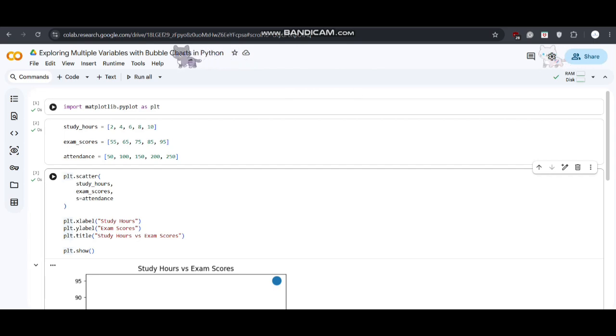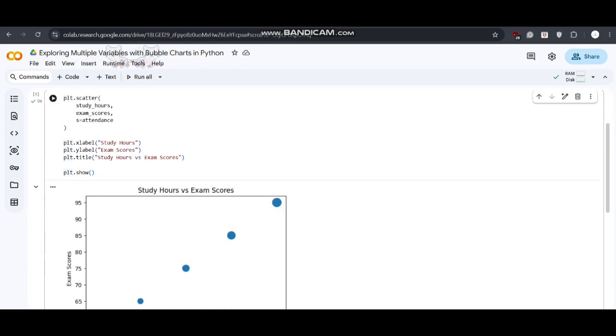So at first we have imported the Matplotlib library. Then we have created data which represents study hours, exam scores, and the attendance percentage. Next, we have used the scatter function. The S parameter controls the size of the bubbles.